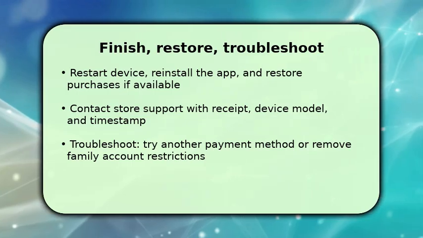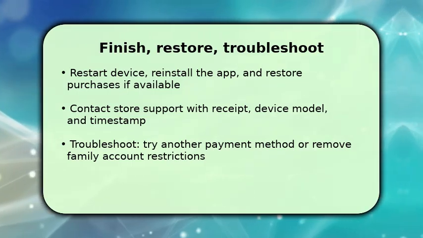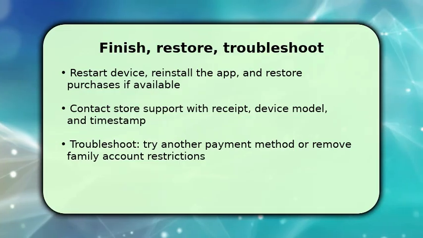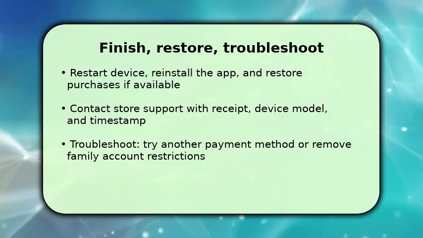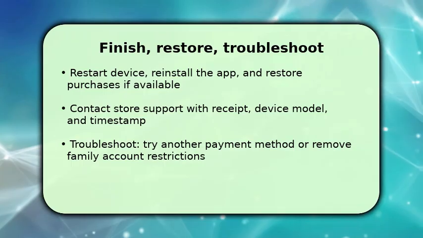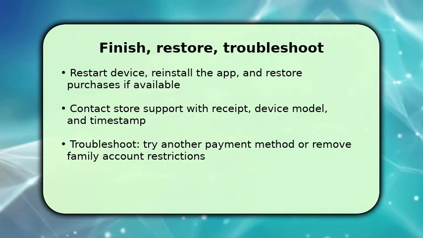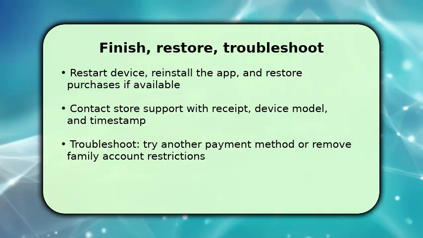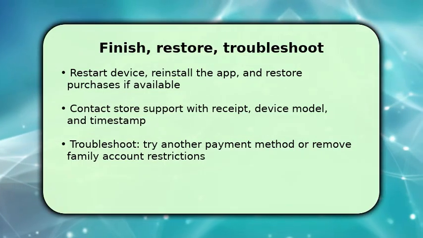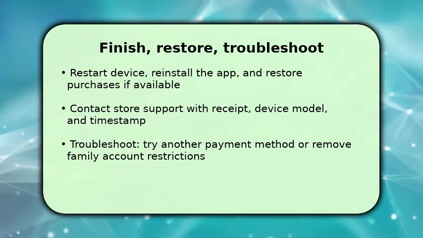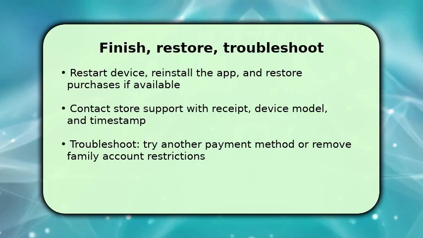If that fails, gather the receipt, device model, exact time, and screenshots, then contact App Store or Play support so they can trace the transaction. If things still go wrong, try a different payment method or temporarily remove family account restrictions. Often the issue is a blocked card or family organizer setting, and swapping the payment method quickly.